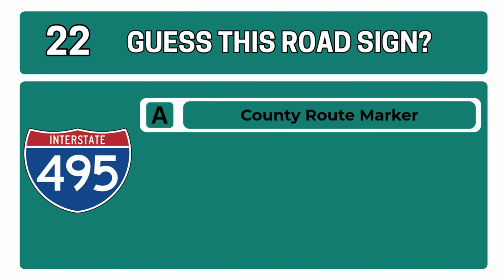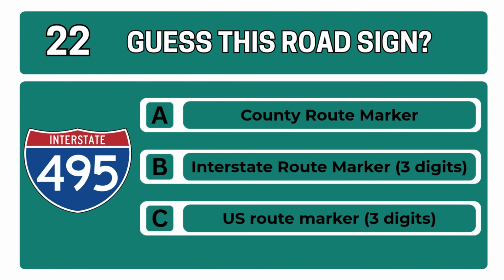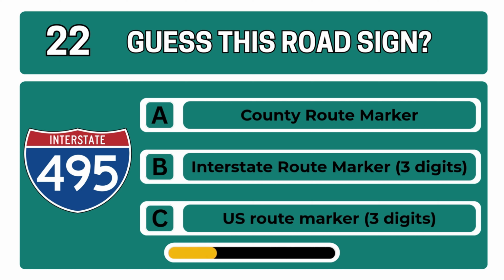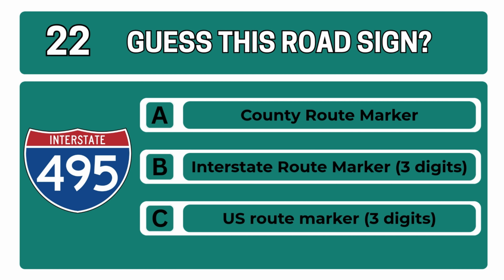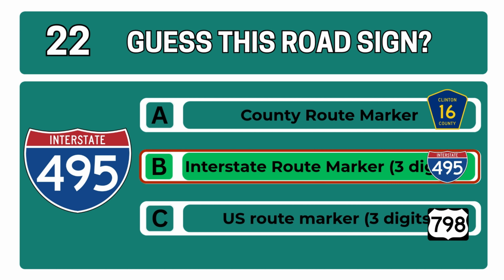Question 22. Guess this road sign. A. County route marker. B. Interstate route marker, 3 digits. C. U.S. route marker, 3 digits. The answer is B. Interstate route marker, 3 digits.